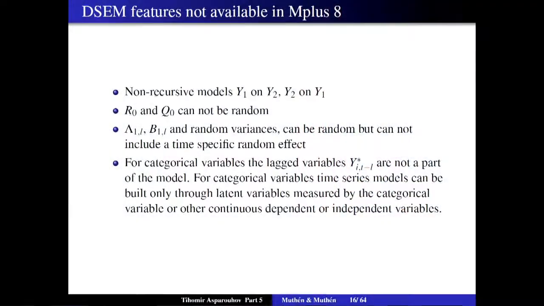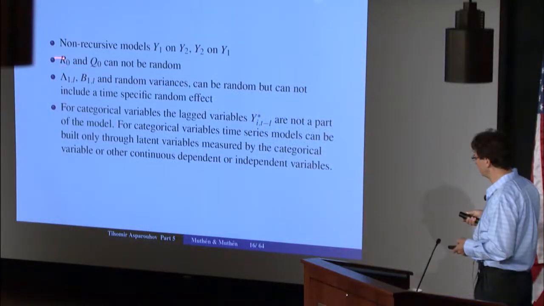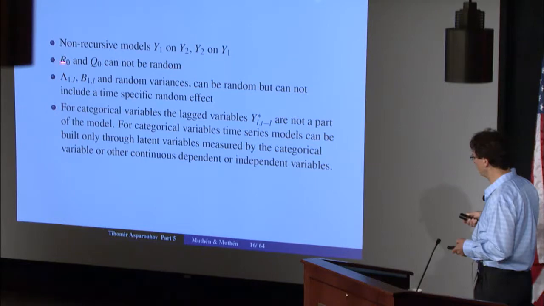There are some features that are not available. We just had to put an endpoint to release the program at some point. So those are not available, but they might be available in future versions. Non-recursive models are not available. That's generally for our Bayesian estimation. We don't have these models. This actually came up twice yesterday. This is basically the lag zero regression coefficients between dependent variables. Those cannot be random at this point.